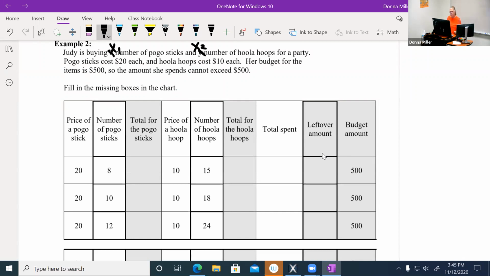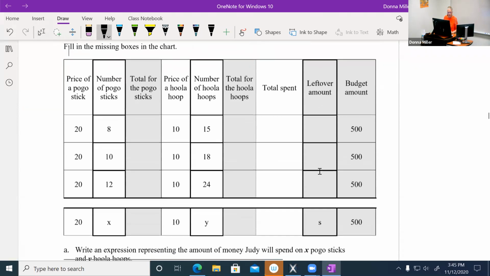Pogo sticks cost $20 each. Hula hoops cost $10 each. Her budget for the items is $500, so she can't exceed $500. All right. So they have a little column here, and we're going to do the same thing we did above. So the price of a pogo stick is $20. If I buy 8 of them, I do 8 times 20. I'm going to spend $160 on pogo sticks.